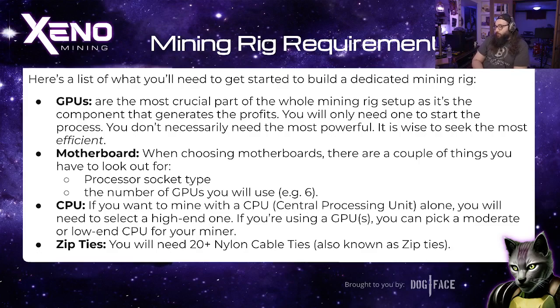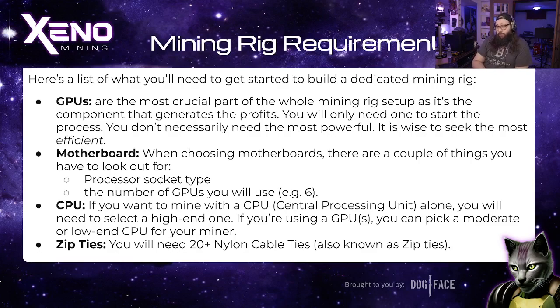Also, the motherboard. When choosing the motherboard, you've got a couple things to look for, right? Processor socket type, because it depends on which chip you're going to use. And if you want to mine Monero or something like that, Monero is a CPU intensive type of cryptocurrency.